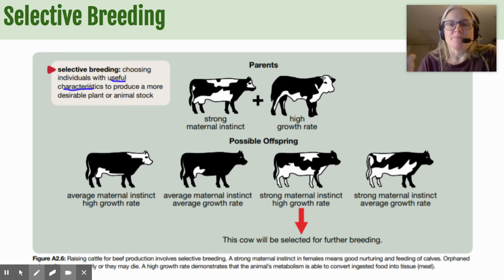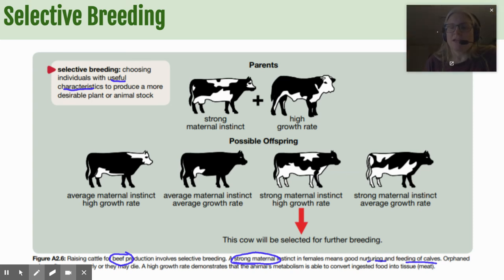So this example here is for cattle, I should say. And this is for raising cattle for beef production. And it's looking at getting females that have a strong maternal instinct. That means they're going to nurture and feed their calves better, and the calves are going to survive better than females that don't have this nurturing instinct. Okay. They also want cows that have a high growth rate, right? So they're able to put on tissue, put on meat onto their body quickly.